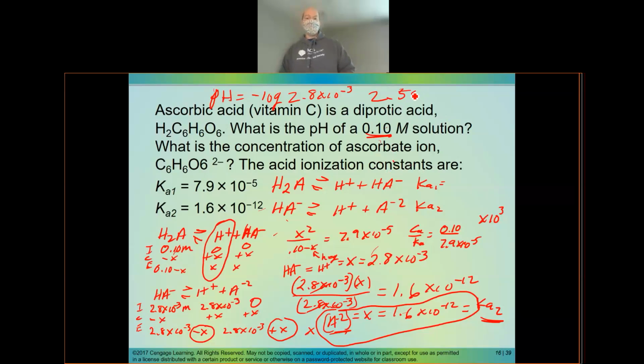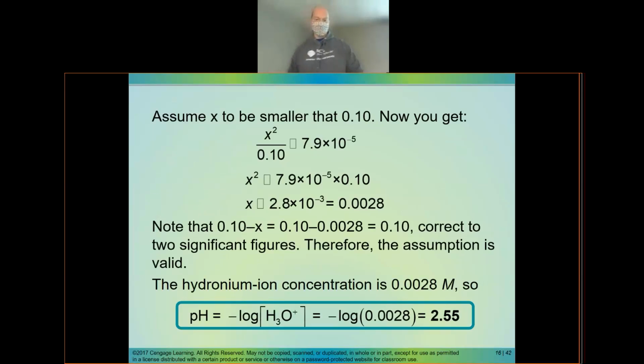All right. So your Ka1 gives you all of your H plus and your A minus. The Ka2 only gives you the concentration of A minus 2, and that's going to be always equal to your Ka2. All right, we will pick up here tomorrow. I'm going to check that pH. Make sure 2.55 was the pH.